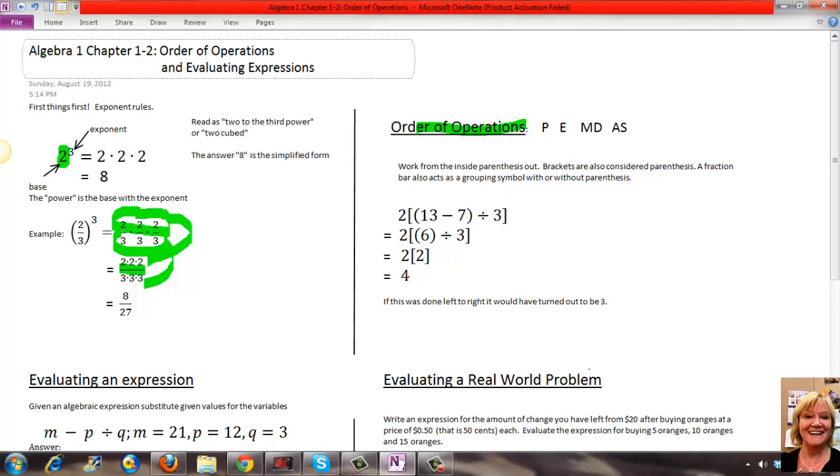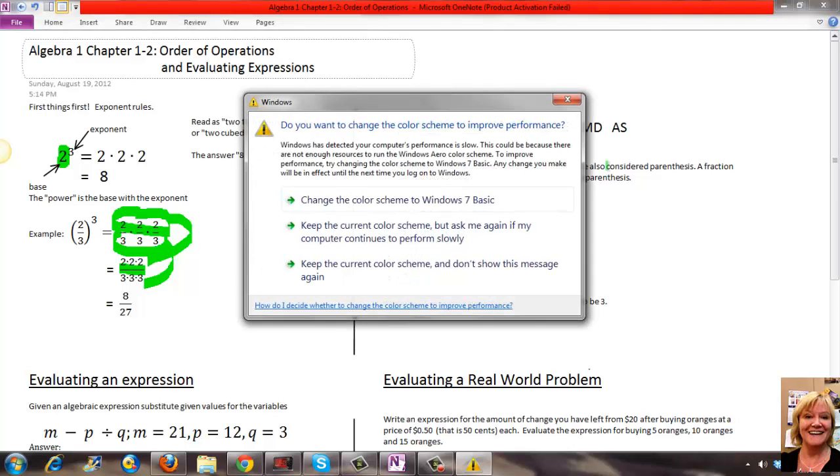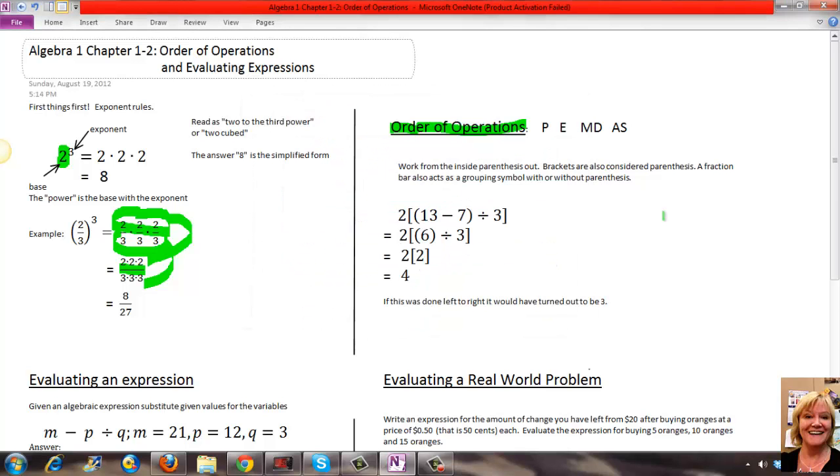Now, the order of operations is really important because what happens is that you end up with the wrong answer if we don't all agree on the same way of doing these. So we have brackets and we have parentheses in this example here. And what we want to do is we first want to work from the inside parentheses, because brackets and parentheses are essentially the same type of grouping symbol. They just look a bit different.